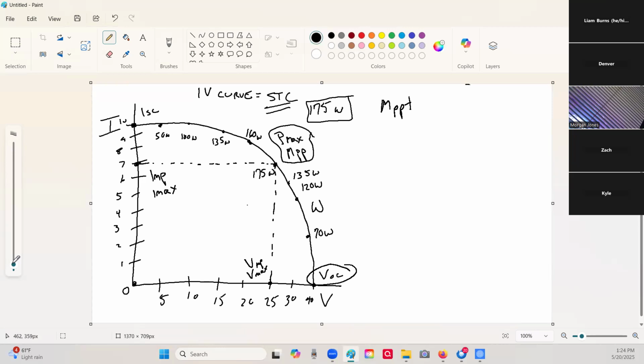We use the VOC and the ISC when we're designing the system because they're the theoretically largest. And we use the Vmax or the Imax when we're trying to figure out how much power the system is actually producing, because that is the actual production. Does that all make sense? Any questions, any comments about this particular terminology?